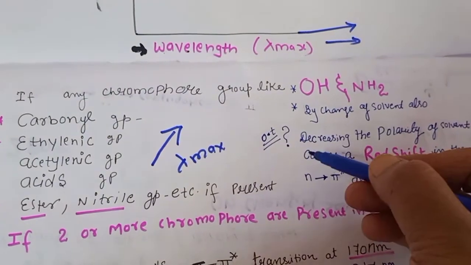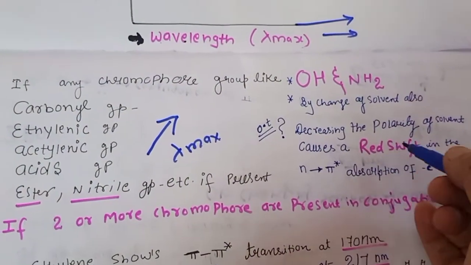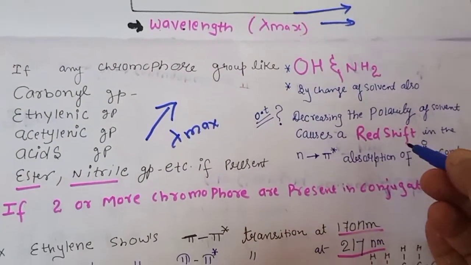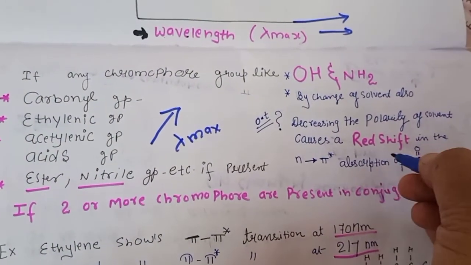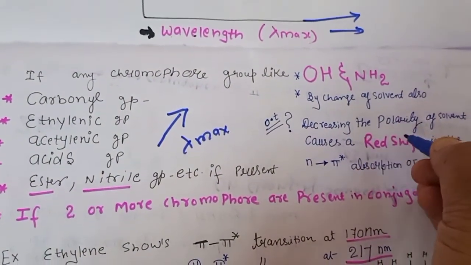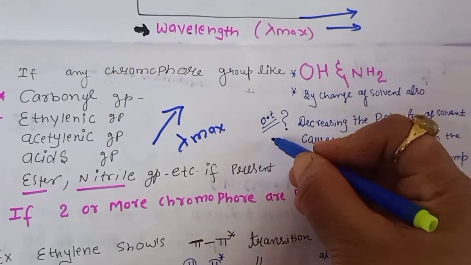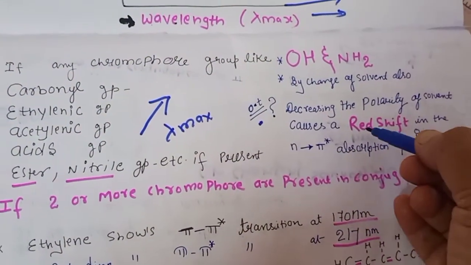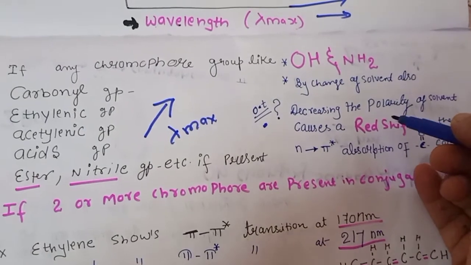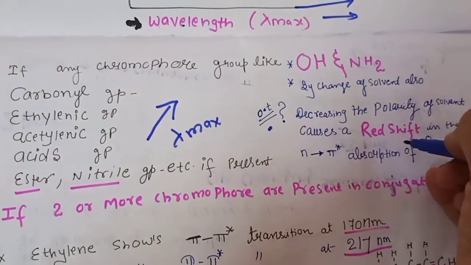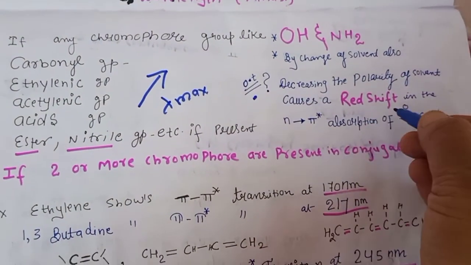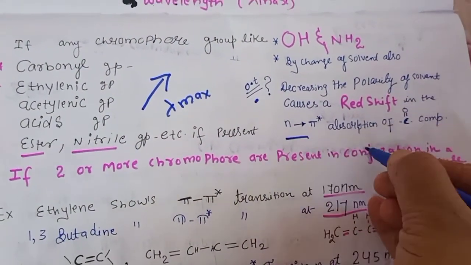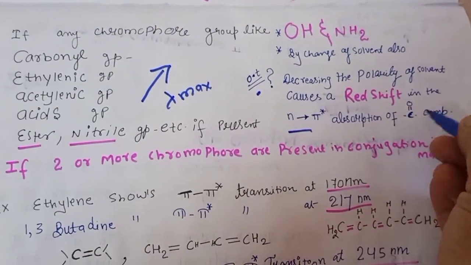And if we decrease the polarity of the solvent, it will also cause the red shift, meaning the absorption of the compound will shift toward a higher wavelength. If we decrease the solvent polarity, this can be asked in the objective questions. Sometimes if we are changing the solvent polarity, if we decrease the polarity of the solvent, then also it causes the bathochromic shift. And this shift takes place when the n to pi star transition takes place in the case of the carbonyl.